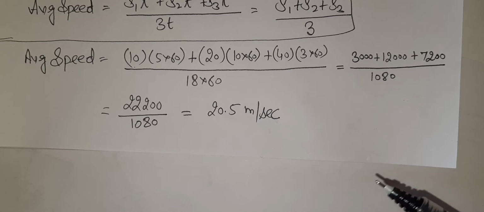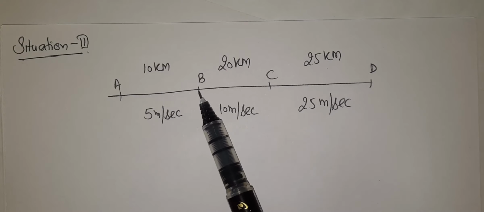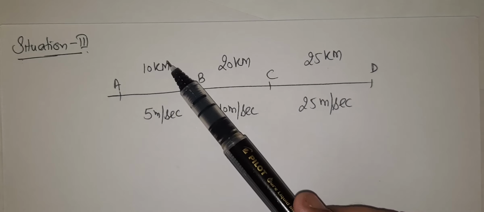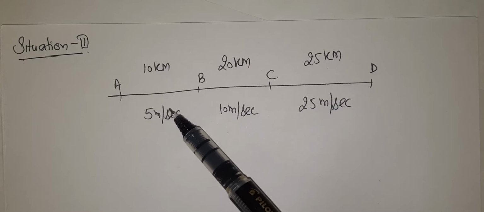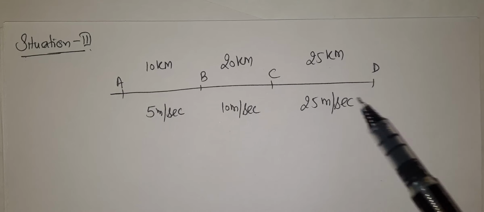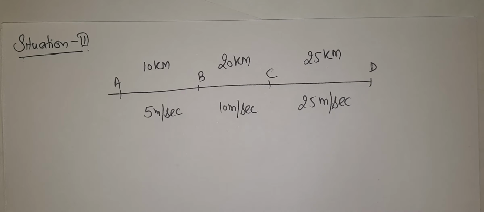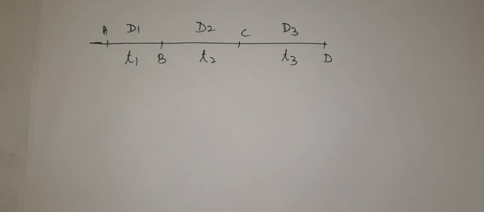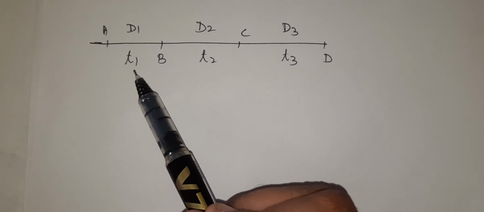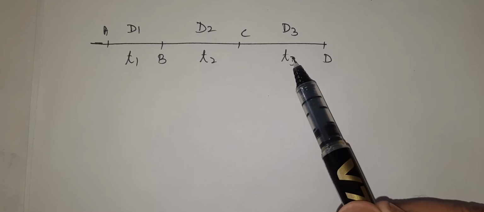Now let's take one more situation. Let the data be given this way. From A to B, 10 kilometers a body has moved with 5 meter per second speed. Next 20 kilometers it moved at 10 meter per second, and 25 kilometers like this. So basically distance and speeds are given. Now I am told to find the average speed. Distance d1 is traveled from A to B in time t1, d2 is traveled in t2 and d3 is traveled in time t3.